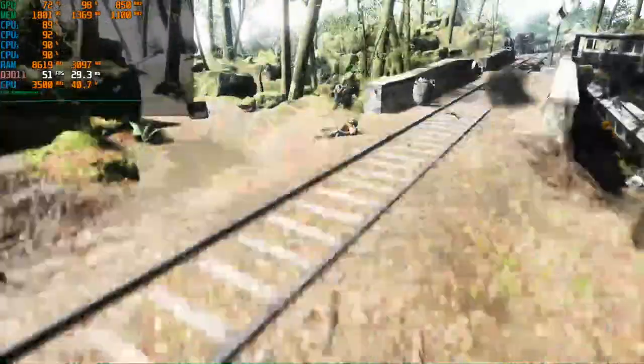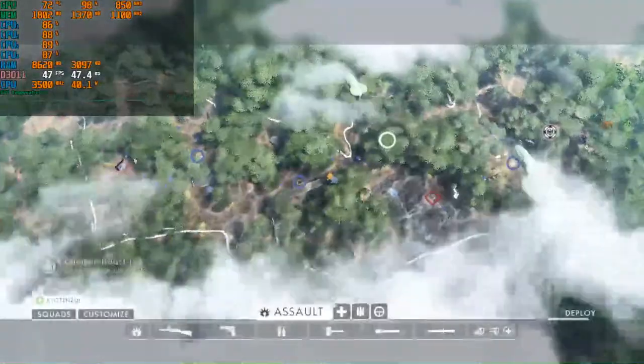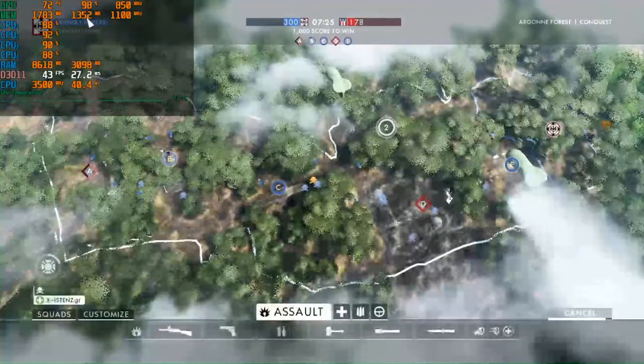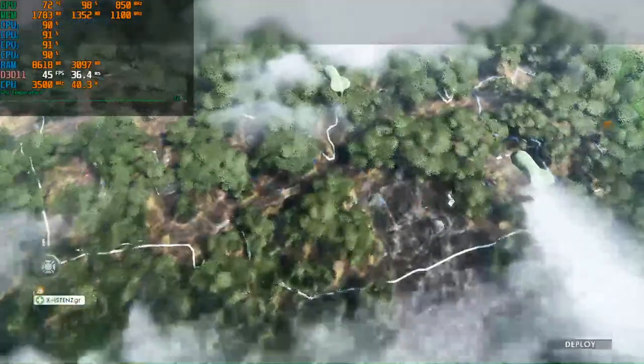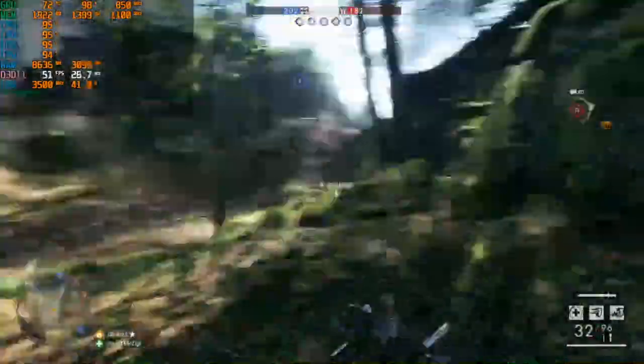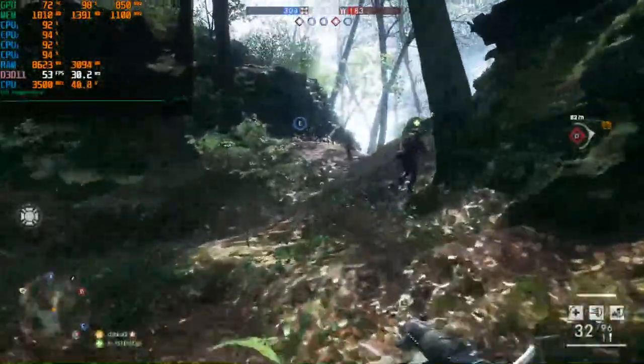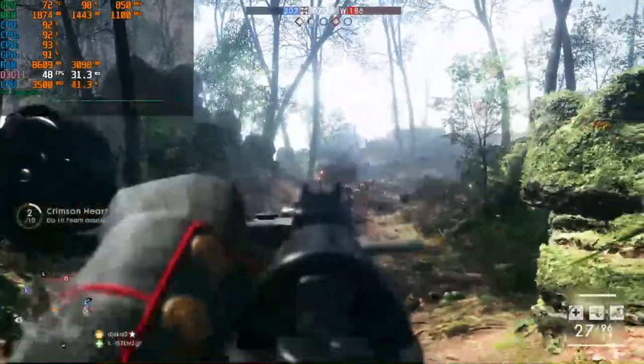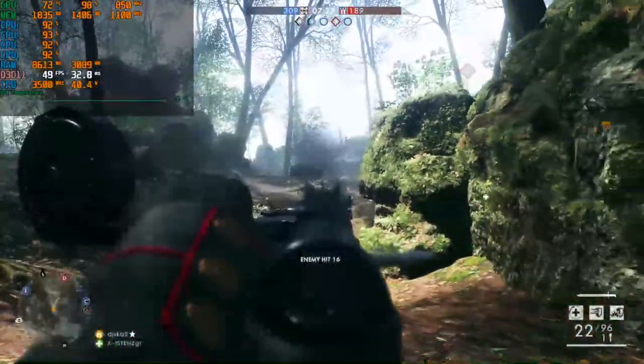But to say it's really a bottleneck, I don't really agree. I think they're very, very well balanced. To say that one or the other is a bottleneck, I think actually both CPU and GPU are really well balanced together like this.